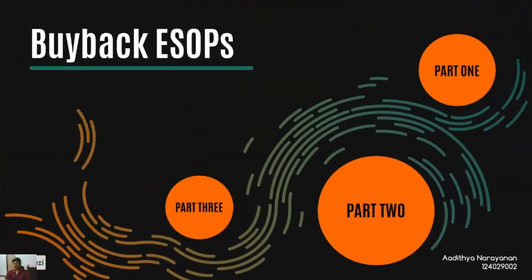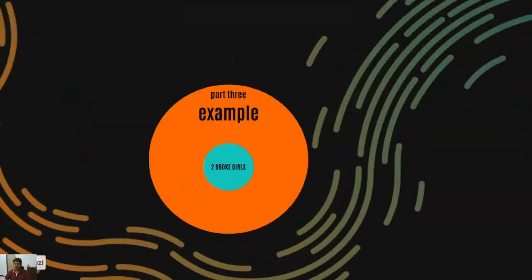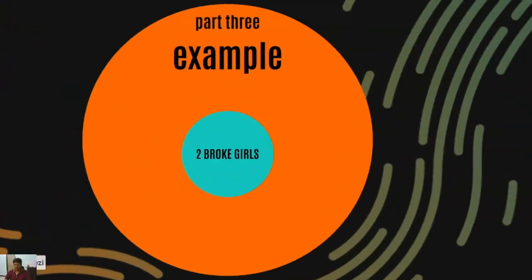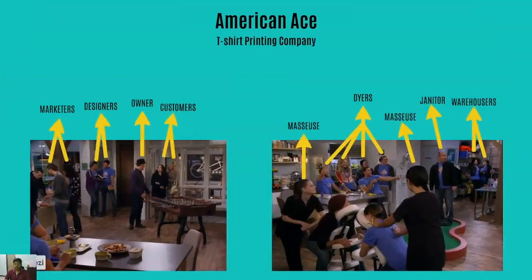Coming to the third part of the presentation is a famous example in one of the hit TV shows, Two Broke Girls, where there are two cupcake owners who are trying to get their t-shirts printed. So they go to American Ace, a t-shirt printing company, where they see everyone who works together, they're all happy. The thing is, they say they're a family.